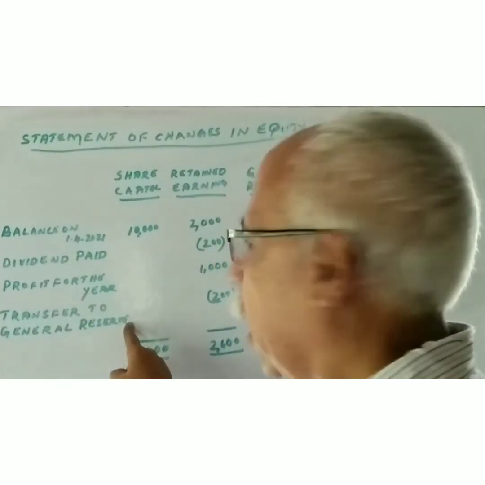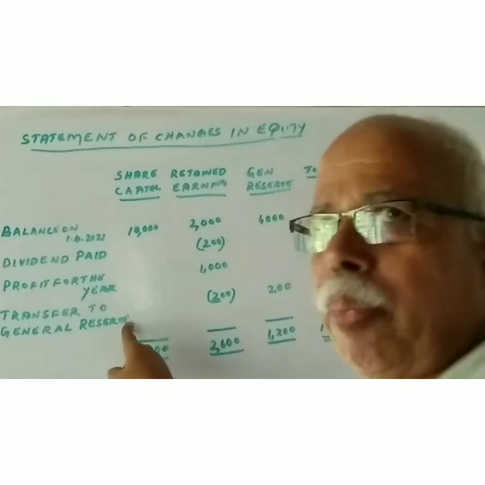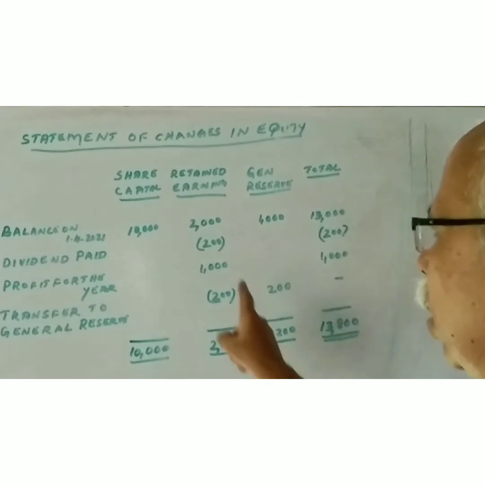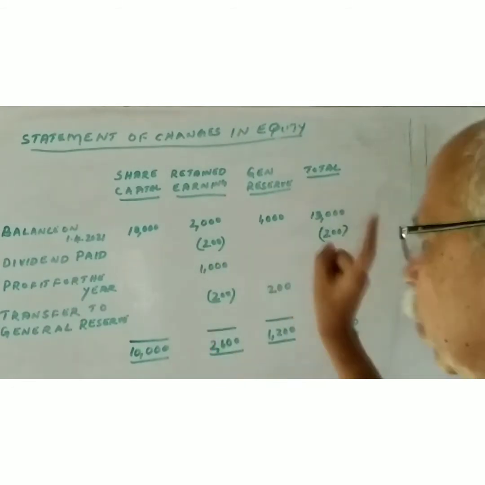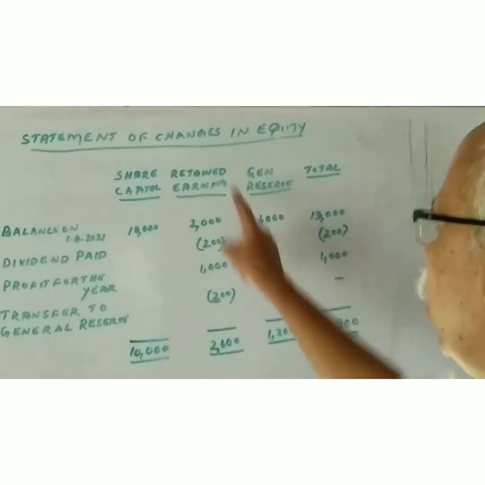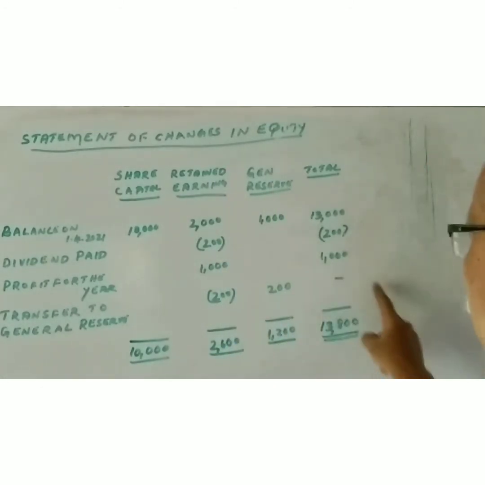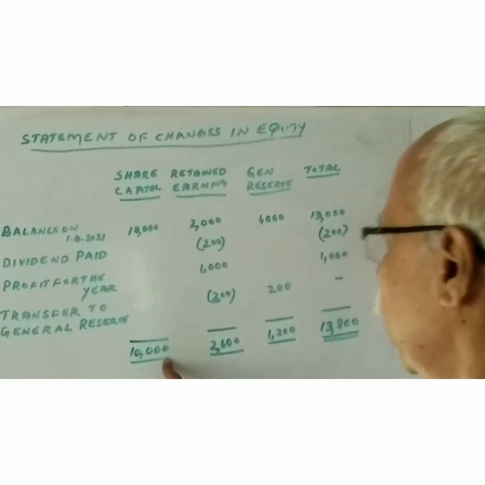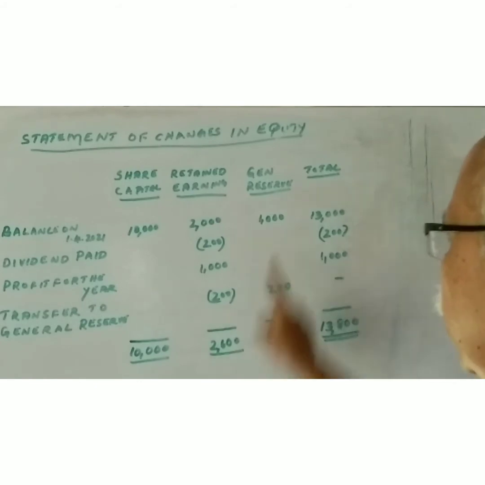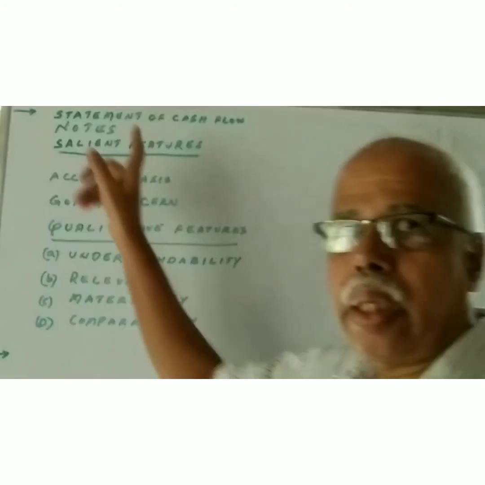Transfer to general reserve. Assume that it is the company's policy to appropriate 20% of profit to general reserve. So 200. It will be reduced from retained earnings and added to general reserve. There won't be any difference in total. Now total 10,000, 2,600, 1,200, 13,800.